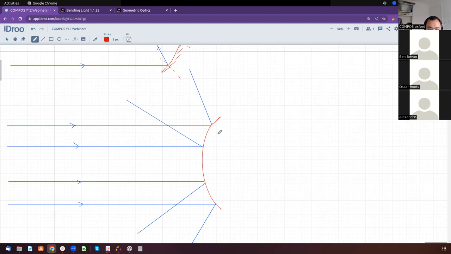And if you can continue those lines, they should meet at the same point, the focal point.